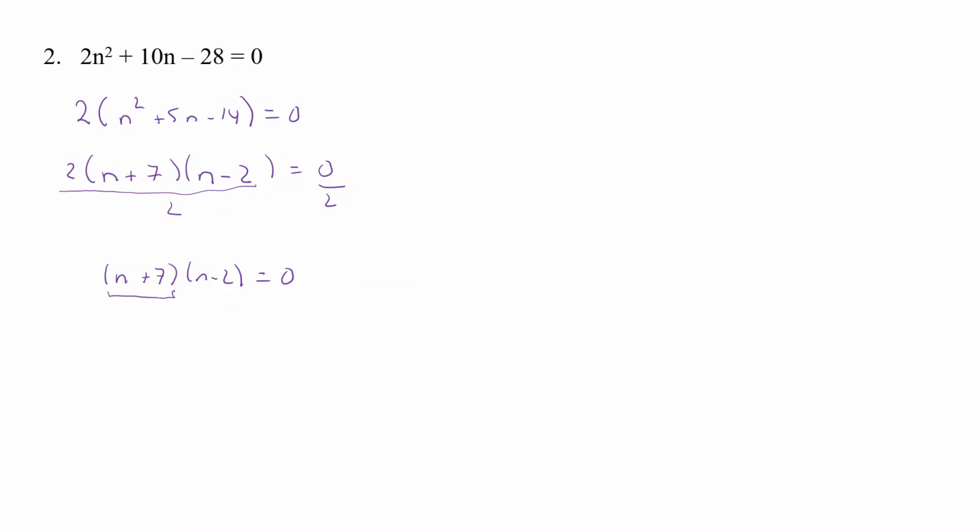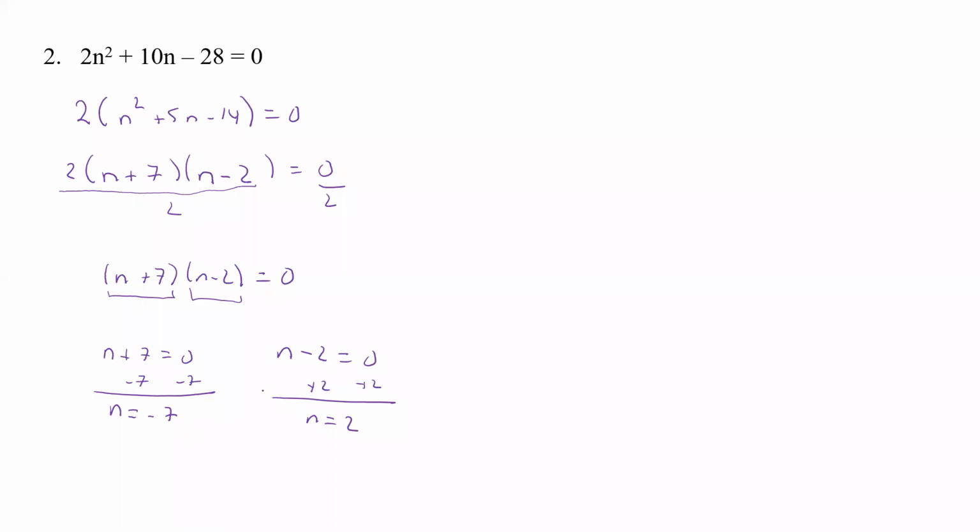And then I'll just look at the factors and see what they say. Well, that's n plus 7 equals 0 and n minus 2 equals 0. Now, the more we do this, the more we'll be able to do it in our head. But for now, we'll go ahead and do the subtraction. So n is equal to negative 7. Here we'll add 2 to both sides, and n is equal to 2.